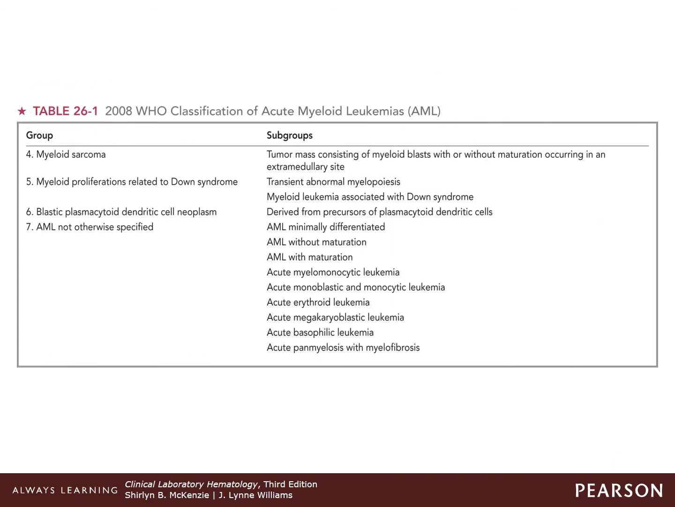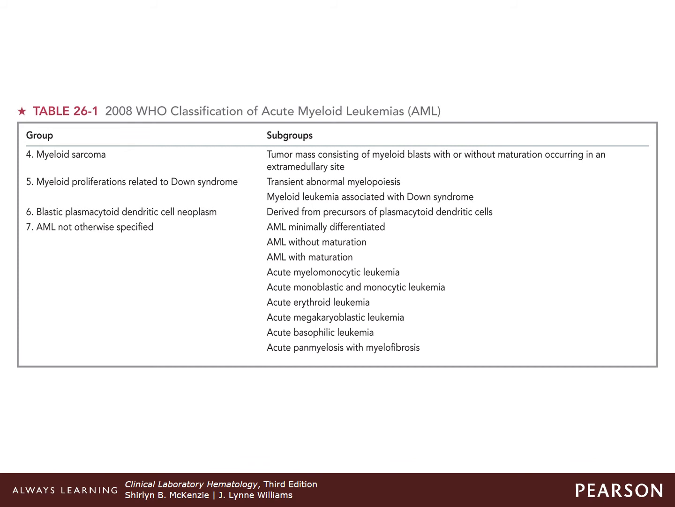Category 4, myeloid sarcoma, refers to a disease in which a tumor mass of myeloblasts occurs in the extramedullary sites or in the bone. It can occur with acute or chronic myeloid types of leukemias or other kinds of MDS, MPN types of categories.